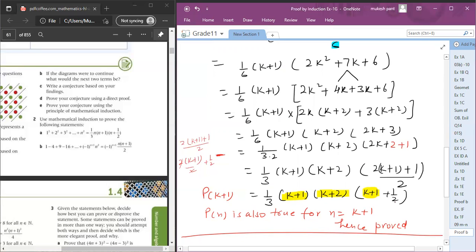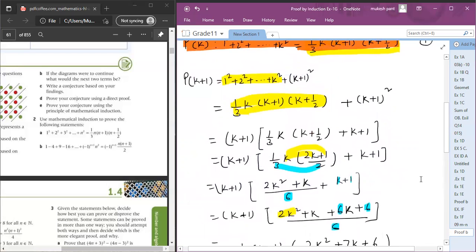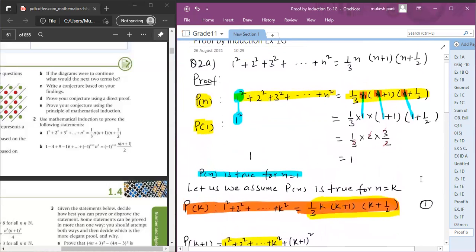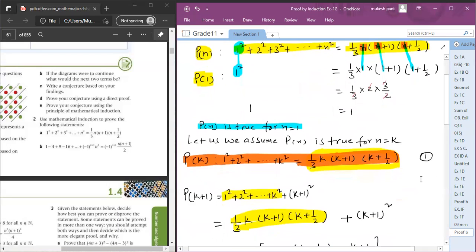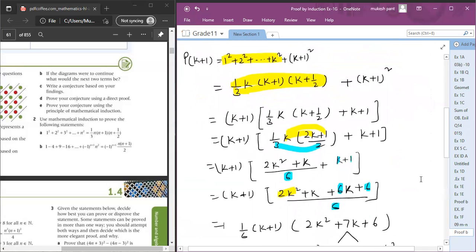Okay, sir. Can you just scroll up a bit so I can take a picture? Okay. Just from the k plus 1. Okay, starting. Okay, thank you.